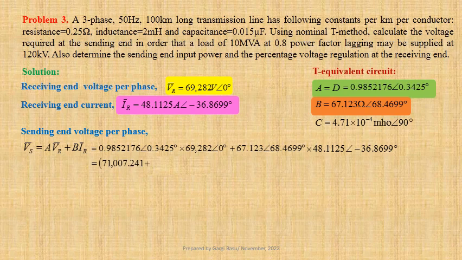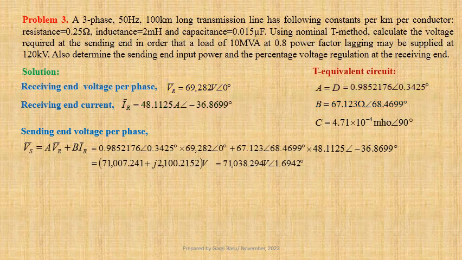71,007.241 plus j times 2100.2152 volt. This may be written in polar form as 71,038.294 volt at an angle 1.6942 degree. And expression for sending end current per phase Is equals C times VR plus D times IR.